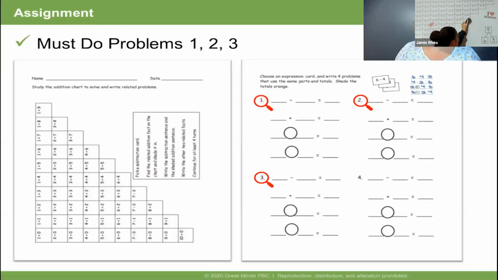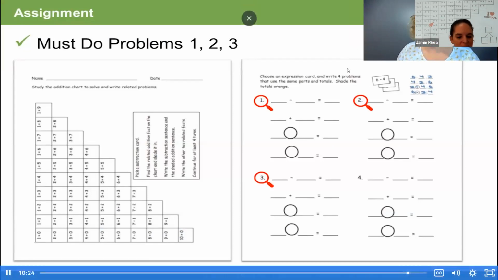It's now time for the problem set. Your must-do problems are 1, 2, and 3. Do your very best thinking for 10 minutes.